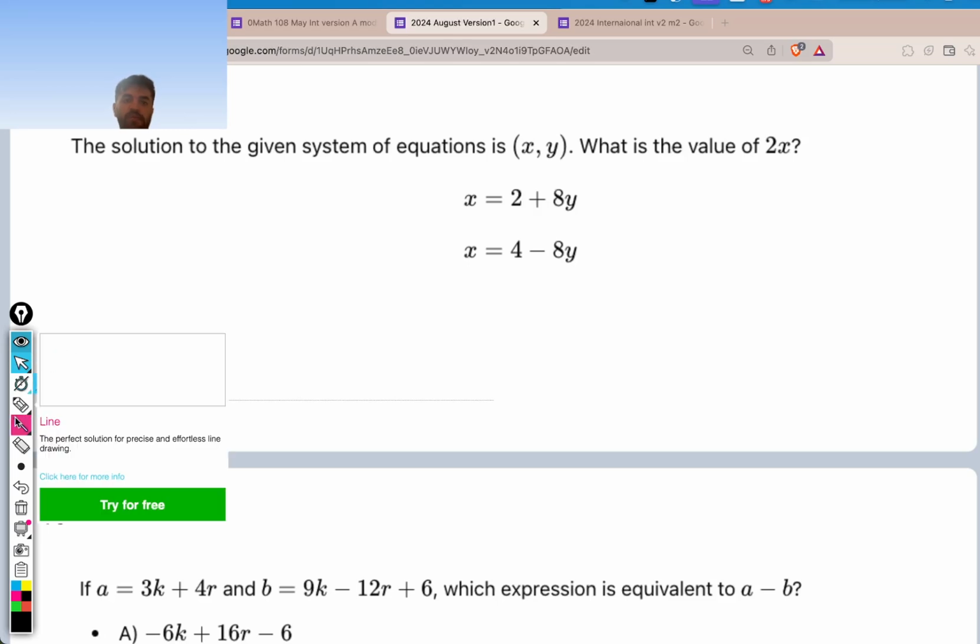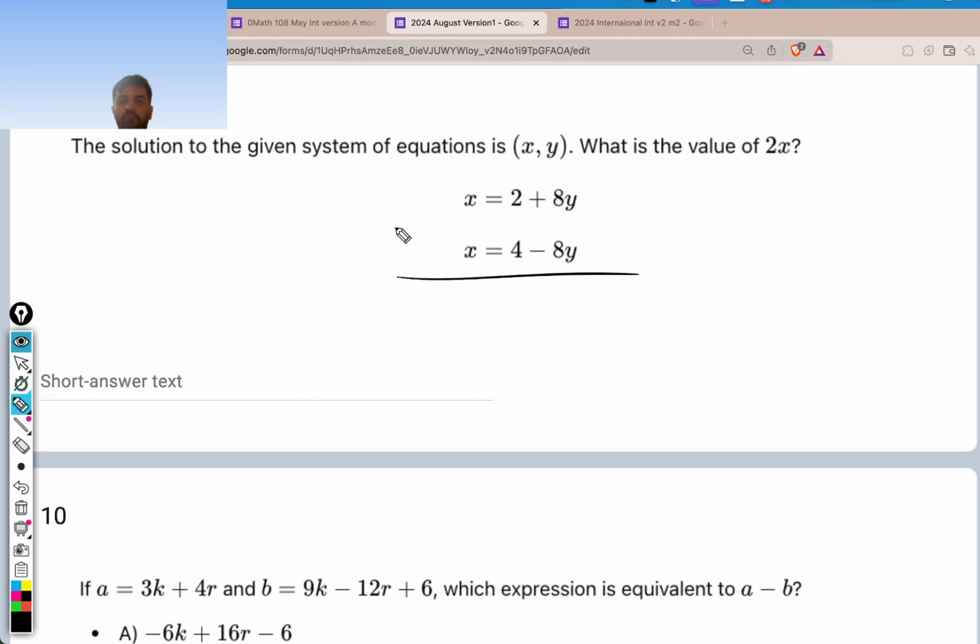What's the value of 2x? Just find their sum. 2x is equal to 6. And the answer will be 6.